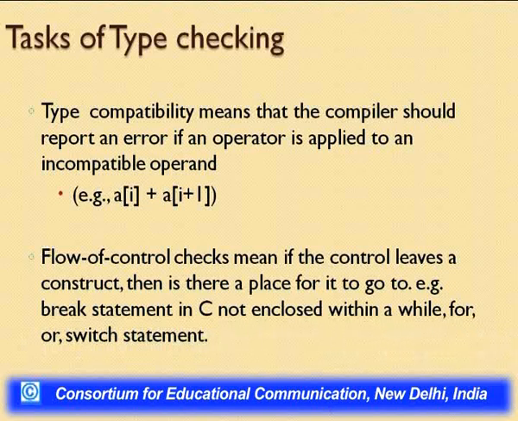The other type of task that we can perform is a flow of control check, which actually means that if the control leaves a construct, then is there a place for it to go to? Making it simple, I would simply say that the moment I move out of a certain block or a construct, let's say there's a for loop or a while loop, and I move out of it, is there actually a place where I'll go to after this loop or this construct is over?